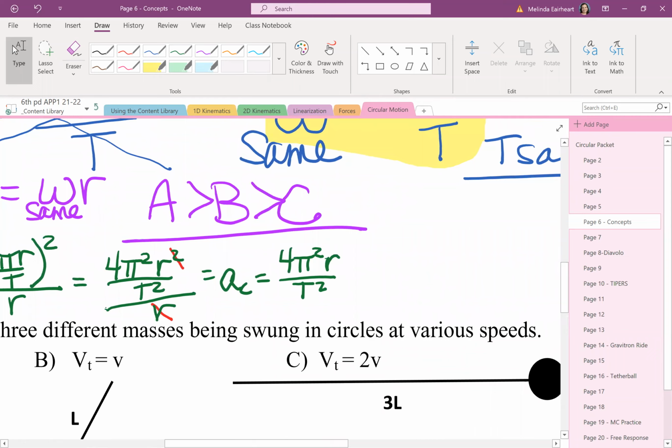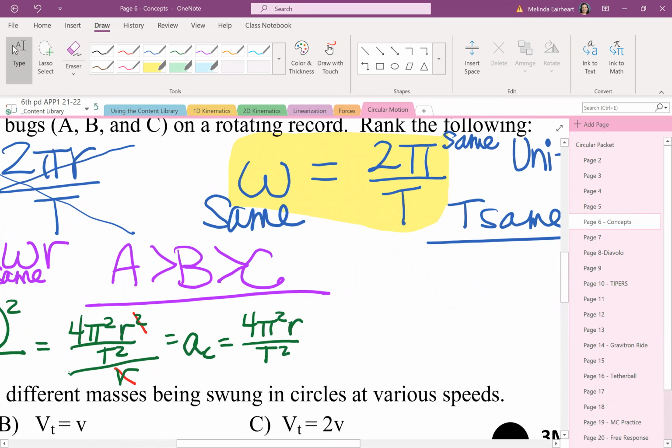Remember, omega is equal to 2 pi over T. Well, what if I have 4 pi squared over T squared? What can we plug in for this piece? Omega squared times r equals your centripetal acceleration. Okay?